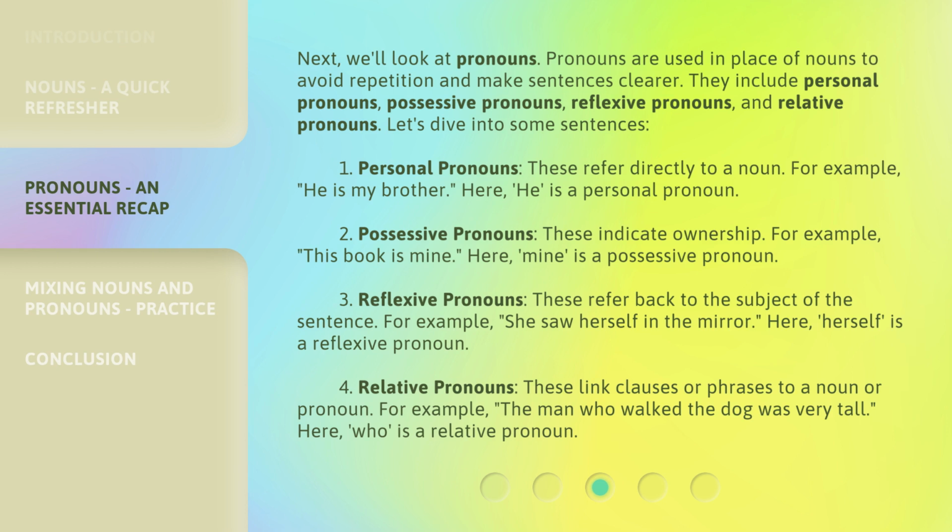3. Reflexive pronouns. These refer back to the subject of the sentence. For example, she saw herself in the mirror. Here, herself is a reflexive pronoun. 4. Relative pronouns. These link clauses or phrases to a noun or pronoun. For example, the man who walked the dog was very tall. Here, who is a relative pronoun.